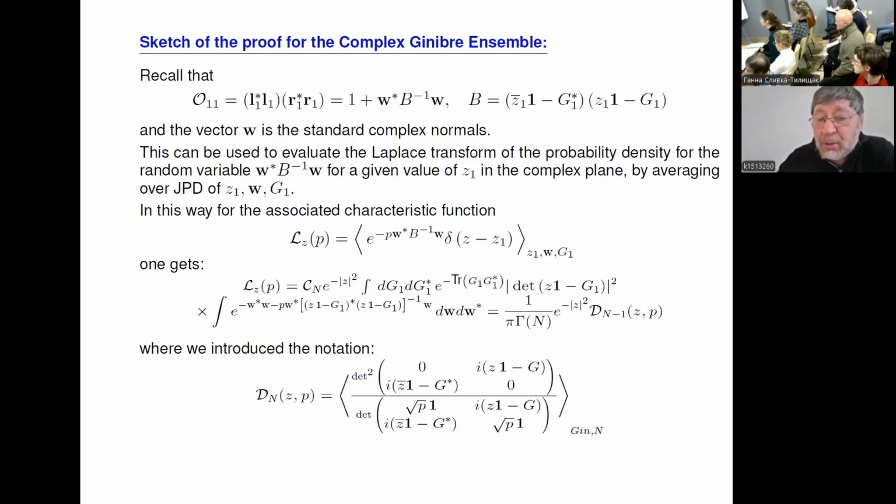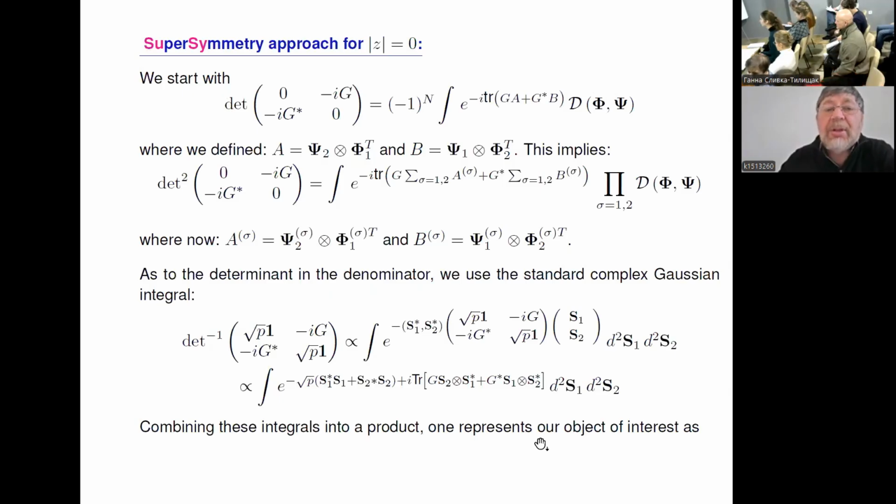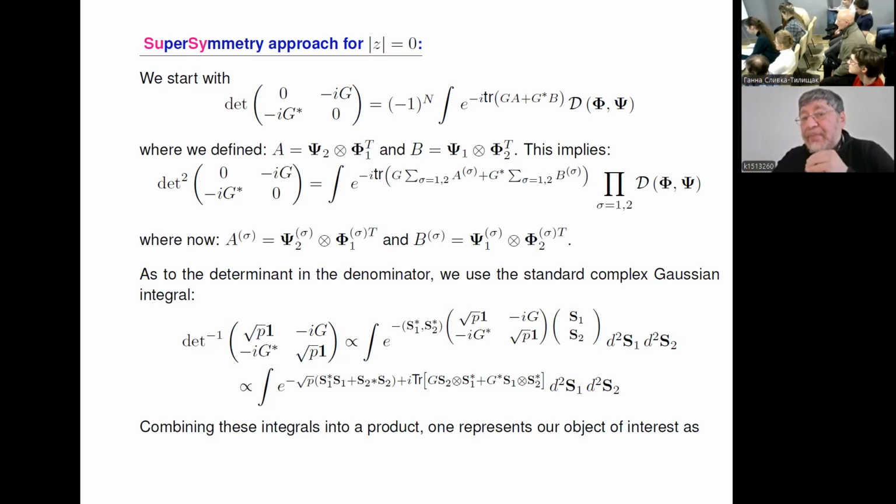For this, we now use the method known as the supersymmetry approach, frequently abbreviated in the literature as SUSY. Supersymmetry is basically the idea of combining, for computations, both Gaussian integrals over Grassmann anti-commuting variables and over commuting variables. And this is exactly what we will do here.